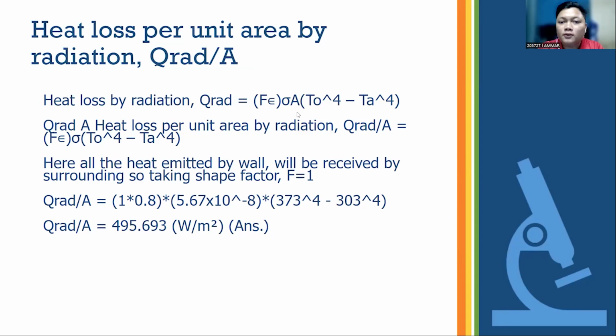Next is heat loss by radiation. This is the formula. Here all the heat emitted by the wall will be received by the surroundings, taking the shape factor F equal to 1. From the given, we can insert the values in the formula, then we will get the answer for the radiation per unit area, which is 495.693 watt per meter square.